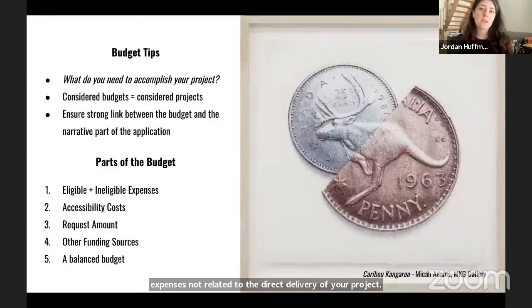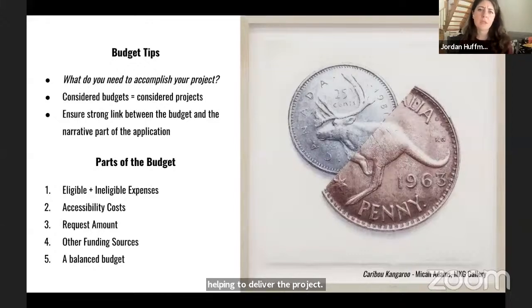Accessibility costs. You can include accessibility costs if they apply to your project. For example, items like translation costs, support workers, wheelchair accessible transit, childcare, and so on. The Toronto Arts Council, for example, has a separate accessibility budget for each grant in order to increase the access for folks participating in and helping to deliver the project.